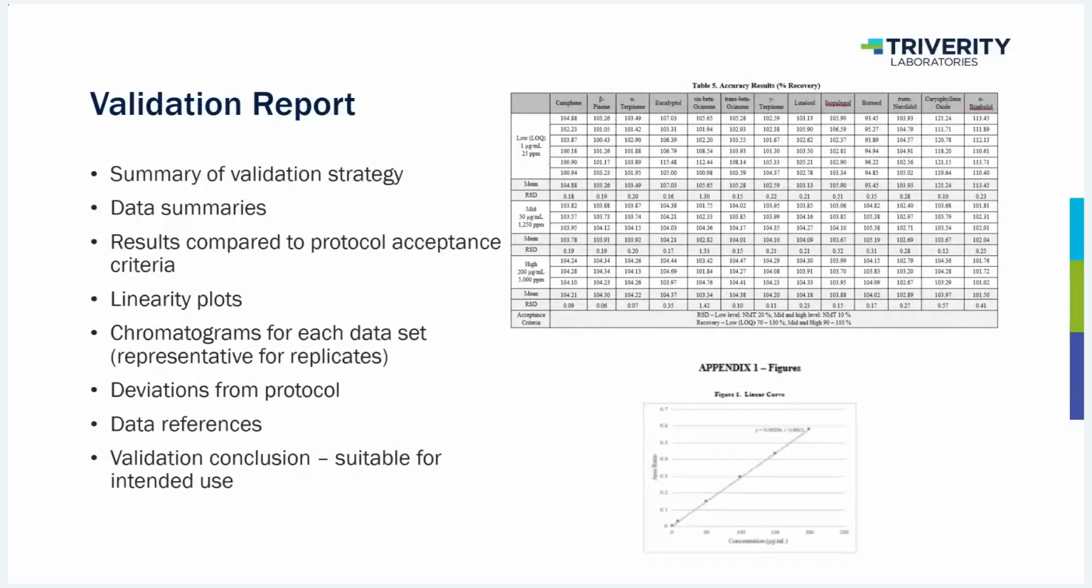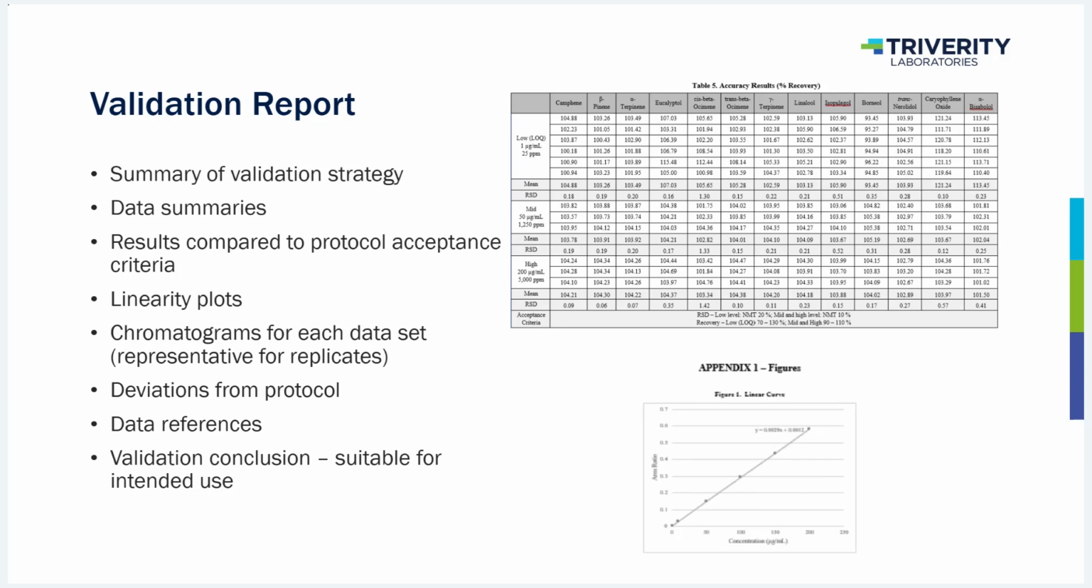Your validation report needs to be a summary of your validation strategy. Any justification of reduced validation needs to be indicated. You need to have data summaries. I've got an accuracy table there that's massive. You want to compare your results to your protocol acceptance criteria. For linearity, provide the plots of the data. So in this case, we had, I think, maybe 10 different analytes, and so we have a plot for each one of those. You want to also provide representative chromatograms for each data set.